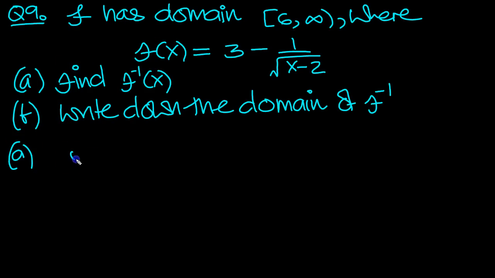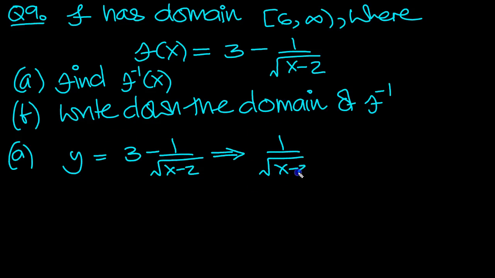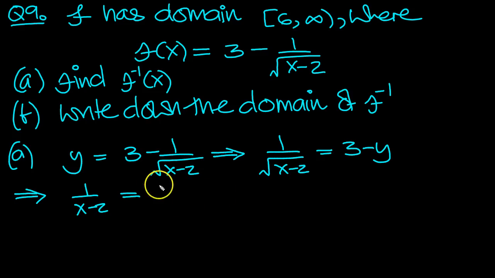So let's replace f of x by y. 3 minus 1 over the square root of x minus 2. Let's move this object over to the left. 1 over the square root of x minus 2 is equal to, leave the 3 as is, and also move the y over to be with the 3 to be minus y. Square both sides then. 1 over x minus 2 then will equal this 3 minus y object. Put it in a bracket. It's squared because we squared this side and that side.